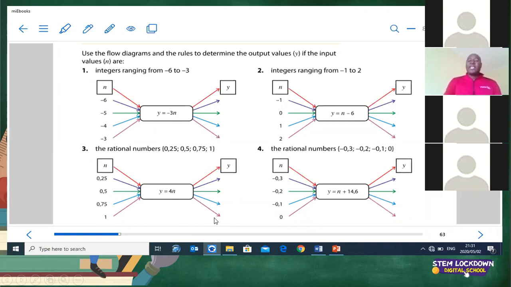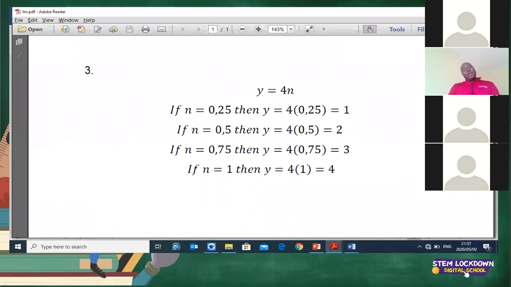So as you can see in this particular solution, we have got y is equal to 4n. That's our equation, also known as the rule. Now, if n is 0.25, then y will be equal to 4 times 0.25. As I said, that gives you 1.